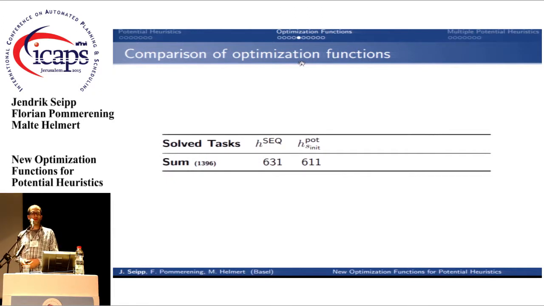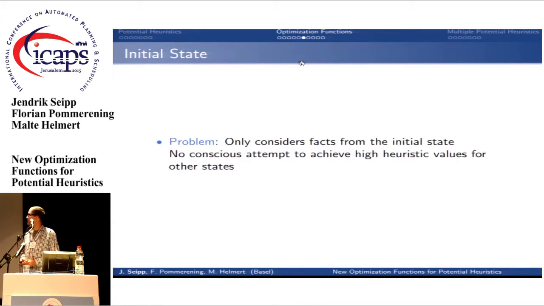If we look at the number of solved tasks by the 2 heuristics, we see that the state equation heuristic solves 631 tasks out of 1,396 tasks, and the potential heuristic optimized for the initial state solves 611 tasks. The obvious problem that this potential heuristic has is that it only considers facts from the initial state. And there is no conscious attempt to optimize or to achieve high heuristic values for any other states.